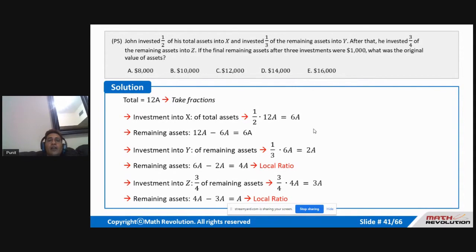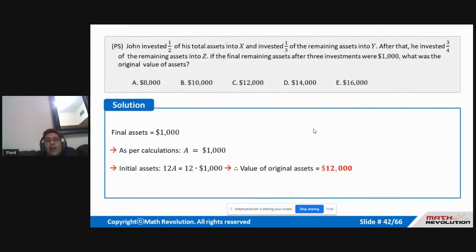If the final remaining assets after three investments were 1,000, what was the original? Your final is 1,000. That means your A is 1,000. Your initial asset was 12A. You got the value of A is 1,000. 12 times 1,000 makes it 12,000. Answer goes as C. Your job is done. We mark the answer as C.